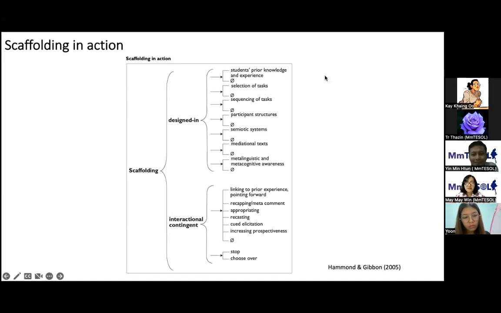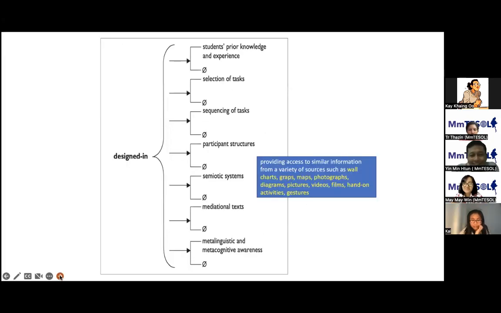Thank you, teacher. Thank you so much. So let's see whether we have more questions here. Yes, teacher, there's one question from teacher Sumo. She wants to know one more example about meta-linguistics, teacher Khaima. Can you give more examples about meta-linguistics?